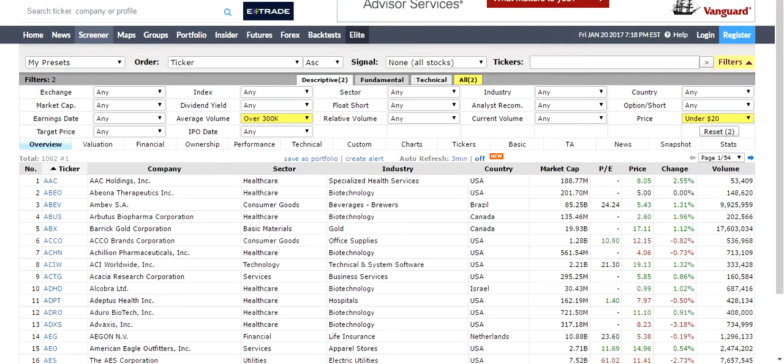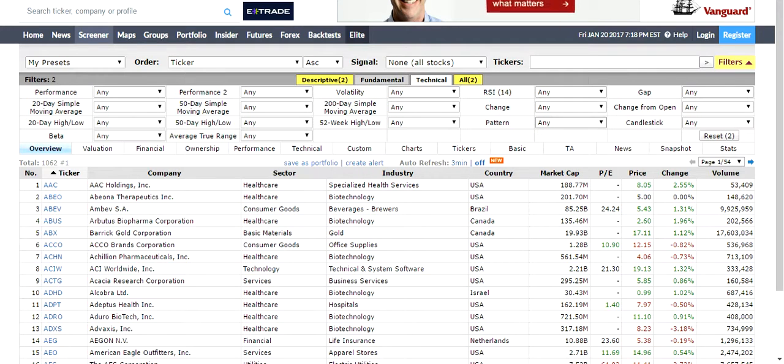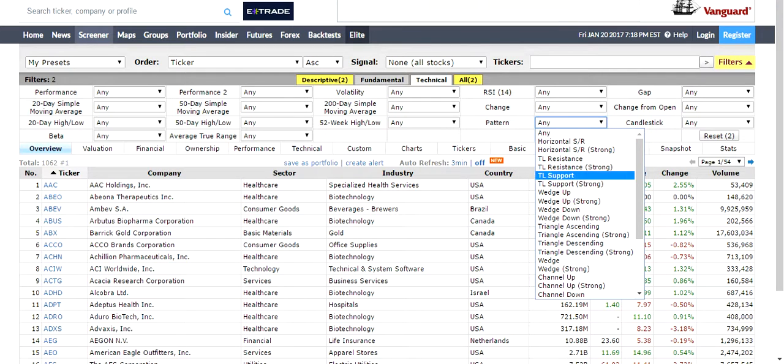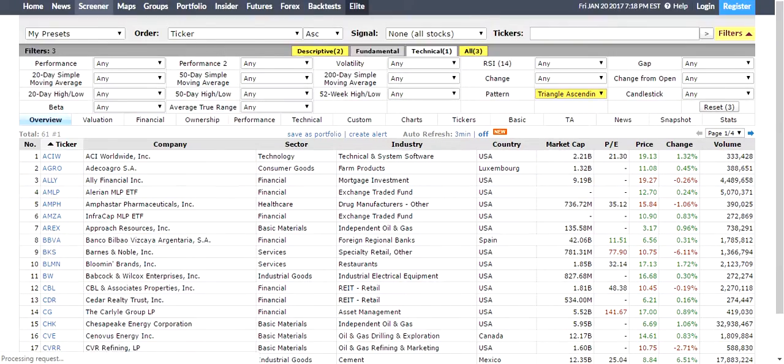Right next to all, you see technical. Go ahead and hit that. This is going to pull up a whole bunch more different criteria you can go through. What we want to look at is over here, kind of in the middle to right section under pattern. If you hit that, it will pull up a predefined triangle ascending scan for you. Just go ahead and hit triangle ascending, and there we go. It eliminates it down for you.